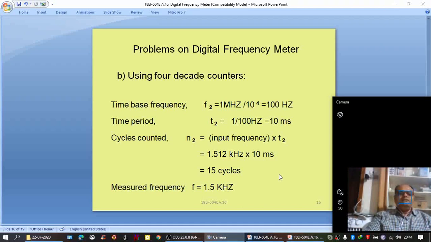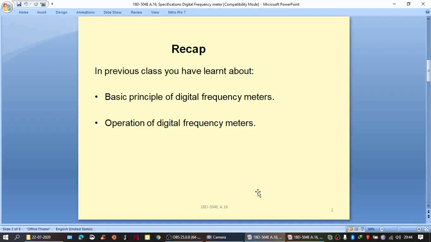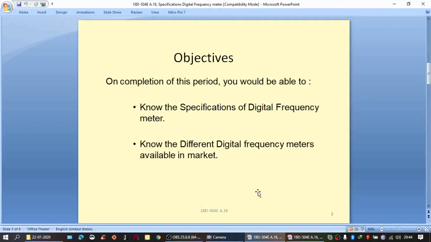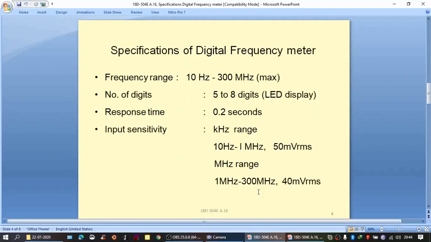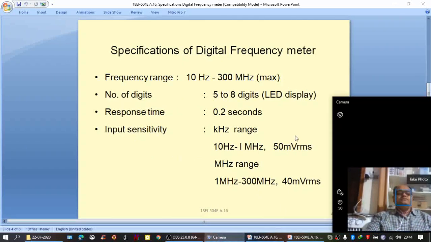Right? Next, let us go to the digital frequency meter specifications. First is the frequency range. The frequency range of a commercially available digital frequency meter is from 10 Hz to 300 megahertz. It can measure frequency starting from 10 Hz to as high as 300 megahertz.